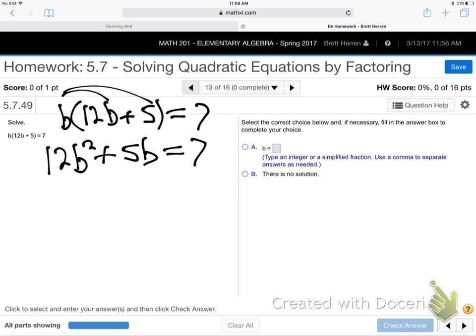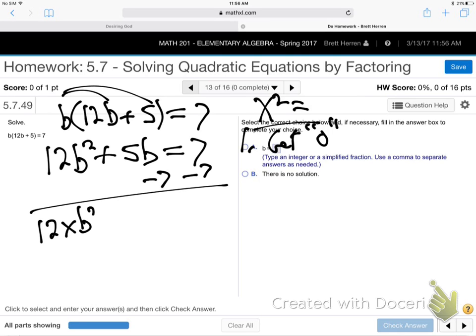And now, do the normal thing. What's the first step now? When you've got x squared with an equals, what's step number 1? Get a 0. Don't forget that 0. So step 1 is subtract the 7 from both sides, right? 12b squared plus 5b minus 7 is 0. Good. Step 2, factor with the parentheses.